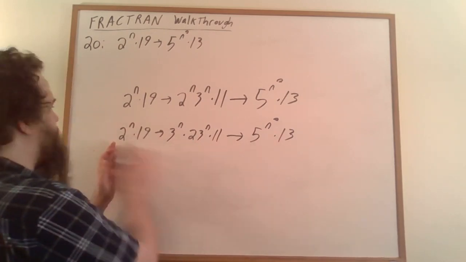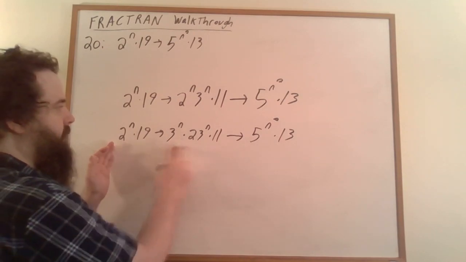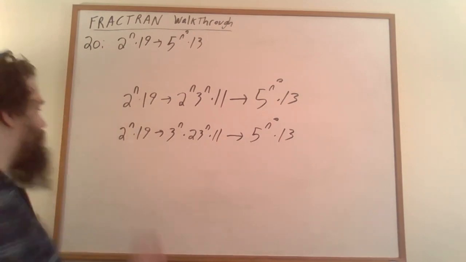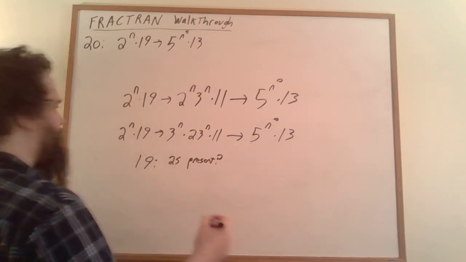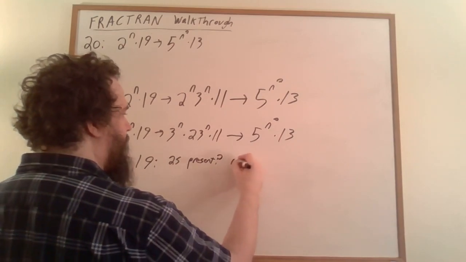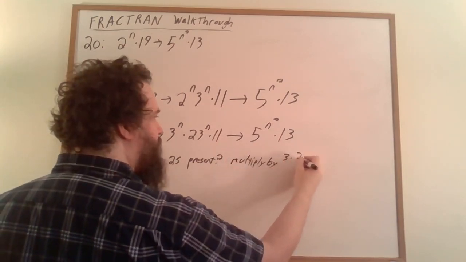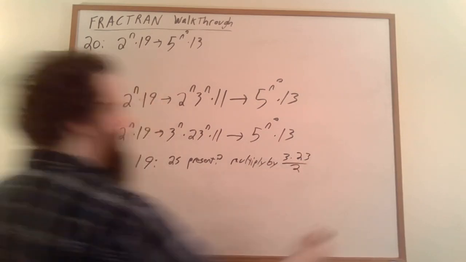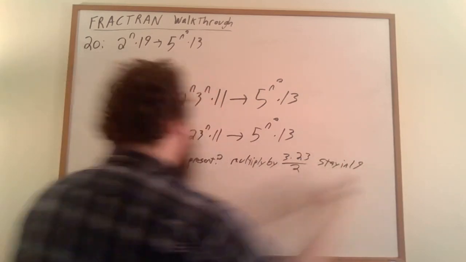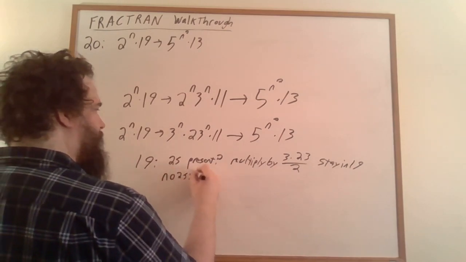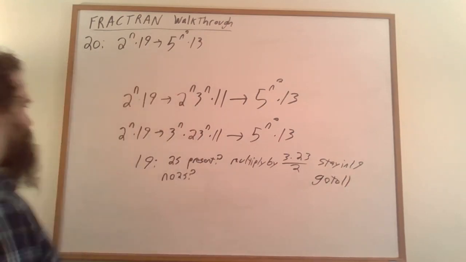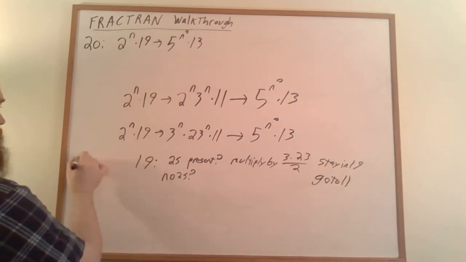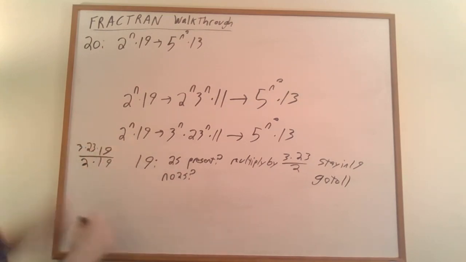What about this step, duplicating the data from the 2s register into the 3s and 23s register? Well, that's just if we're in state 19 and there are 2s present, then we want to multiply by 3 times 23, remove the 2s, and then stay in 19, and then when no 2s are present, then we want to go to 11. So this first step is going to look something like 3 times 23 times 19 over 2 times 19.